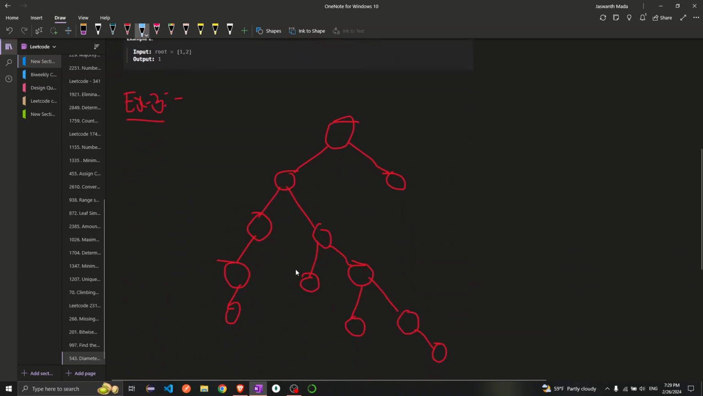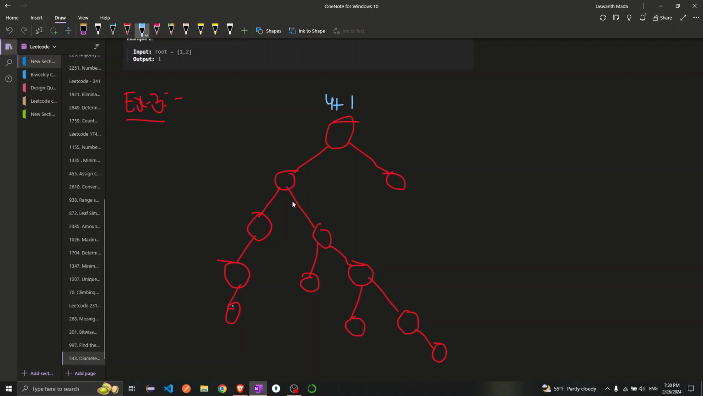So now let's look at this example. For this node, what's the height of left subtree? 1, 2, 3, 4. And on the right we have 1, right? 4 plus 1, which is 5. So if we come to this node, what's the height of left subtree? 1, 2, 3. And the height of right subtree, you can also have something like 1, 2, but you will take the maximum value, which is 1, 2, 3, 4.